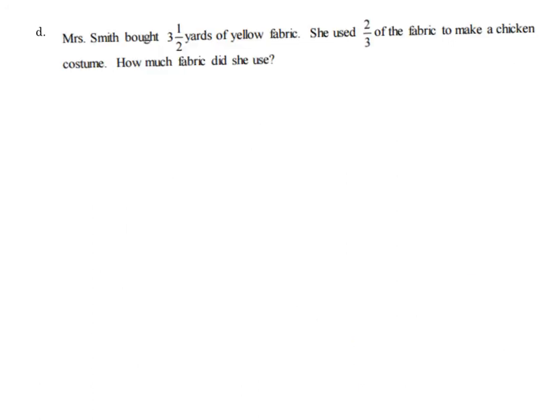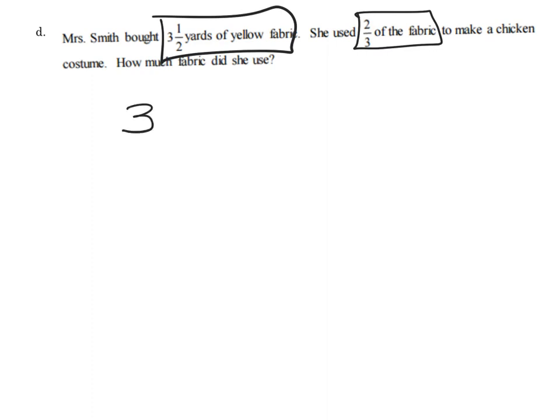Okay, last question. Miss Smith bought 3.5 yards of fabric. Okay, 3.5 yards of fabric. She used 2/3 of that fabric. Okay, so first we need to stop and think. Is my answer going to be greater than 3.5 or less than 3.5? It has to be less because she used 2/3 of it. So, we need 3.5. We are going to multiply by 2/3 because we learned that if we multiply by a fraction, we are going to get a number that is less than the previous.